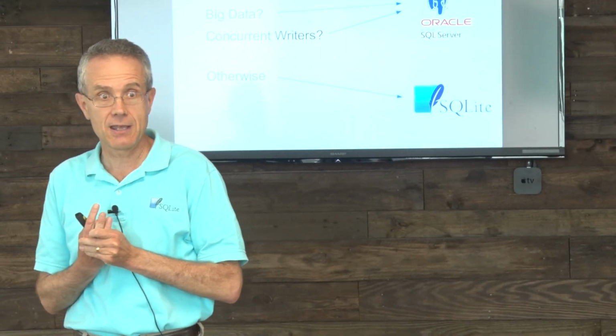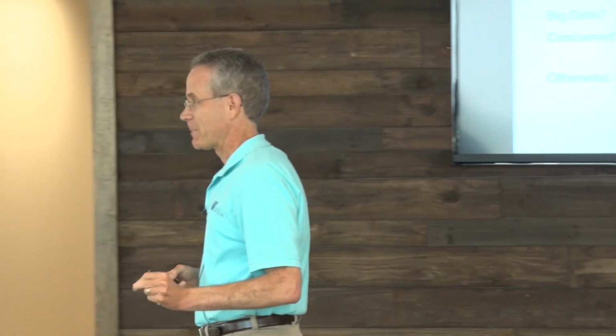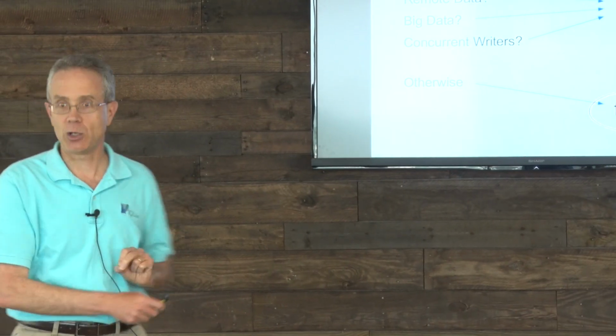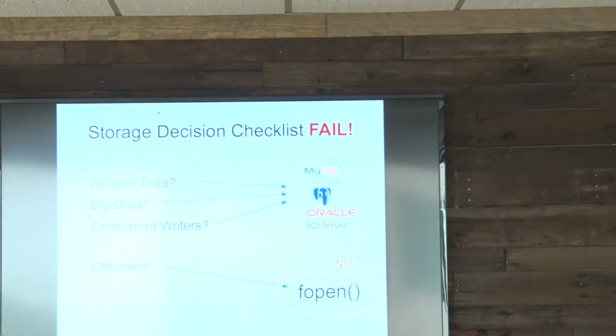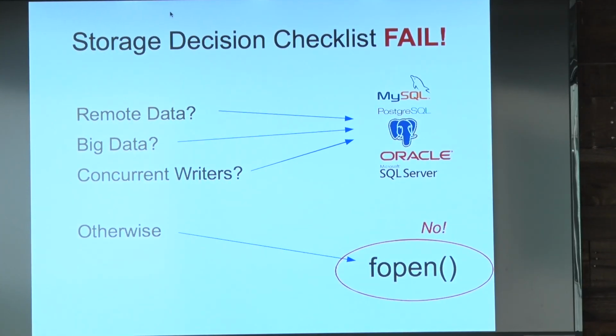Okay, but anyway, here's the checklist. You've all done this checklist if you built a product involving databases, but some of you have done this wrong. This is the error that you were making. This is the decision checklist fail. Okay, the first three parts are the same. There's no remote data, no big data, no concurrent writers. Okay, I don't need to use one of those big client-server database engines.